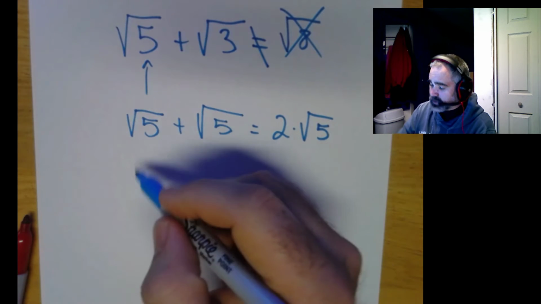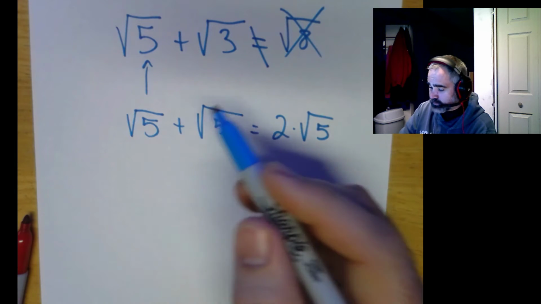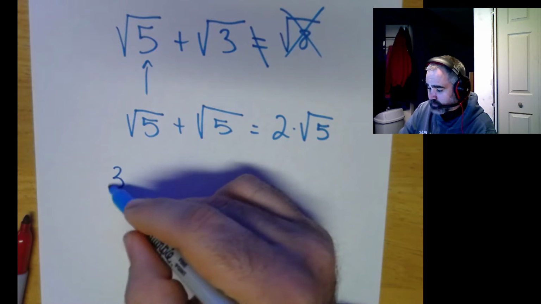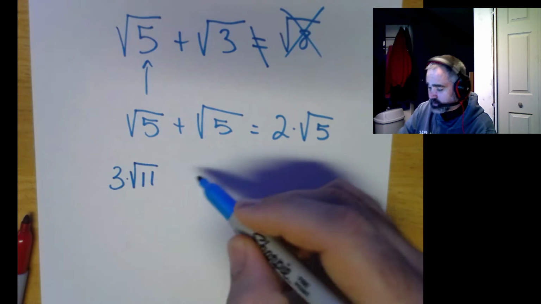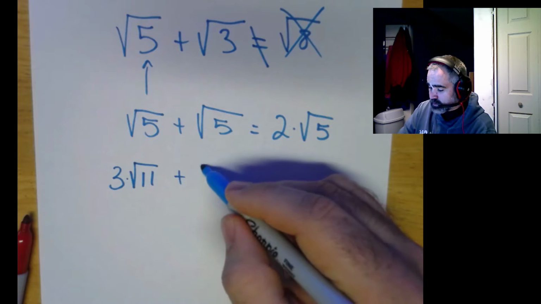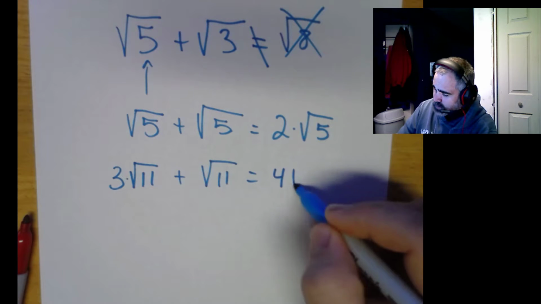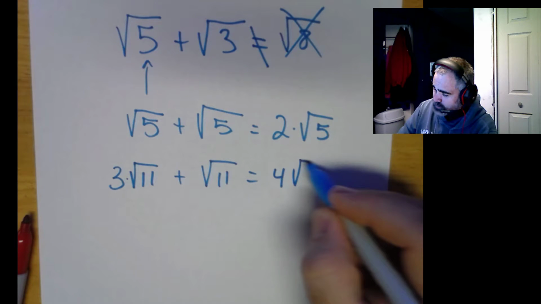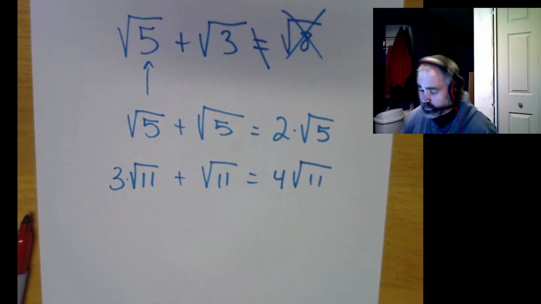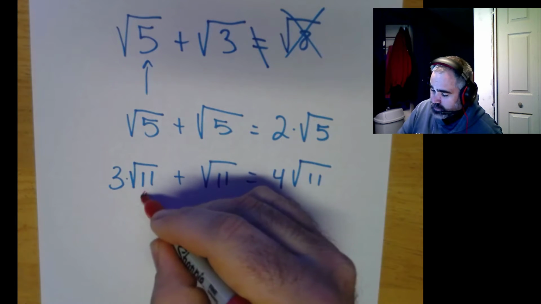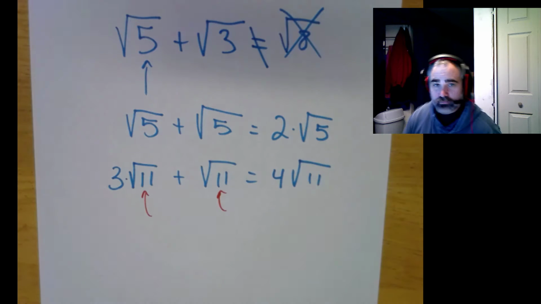Or you could have something like another one, square root of 11 or something. So you'd have 3 times the square root of 11 plus another square root of 11. That would equal 4 times the square root of 11. So you can add square roots only if they have the exact same number underneath the square root. Okay.